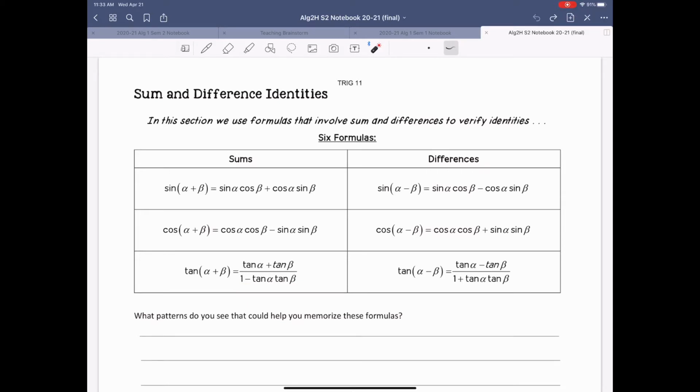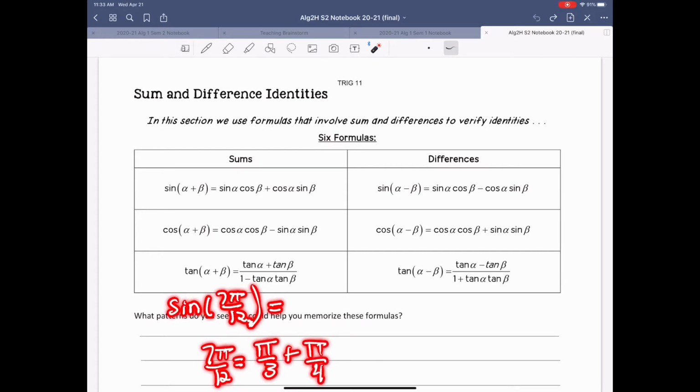Now, why might these formulas be useful? Well, let's think about it this way. What if I were to ask you what the sine of 7 pi over 12 was? And you might think to yourself, well, 7 pi over 12 does not lie on the unit circle. It's not one of those special angles that I know. So how would I go about evaluating what this sine is equal to? Well, let's think about it this way. 7 pi over 12 is the same thing as pi over 3 plus pi over 4. And I know how to evaluate the trig functions at these 2 angles, pi over 3 and pi over 4.